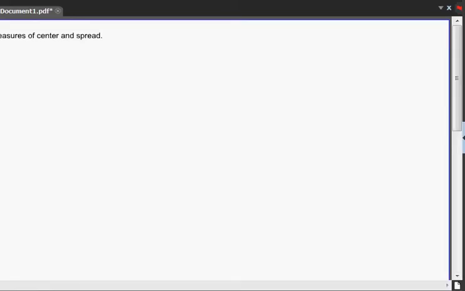So today is our truly first day of doing numbers. Let me try to move this back into the frame. There we go. So I'm going to call this measures of center and spread. And these will be numerical descriptions of your data.